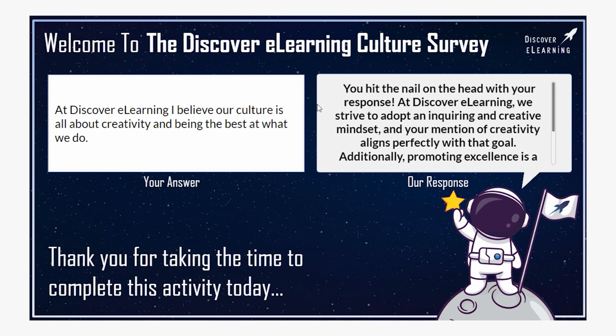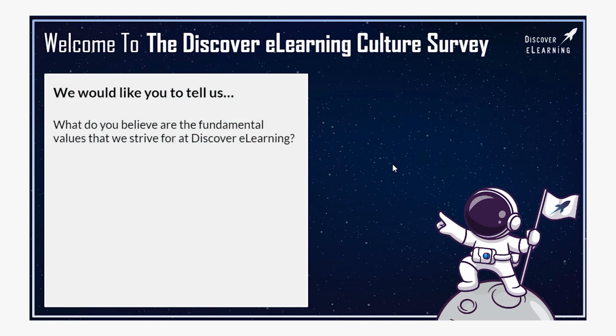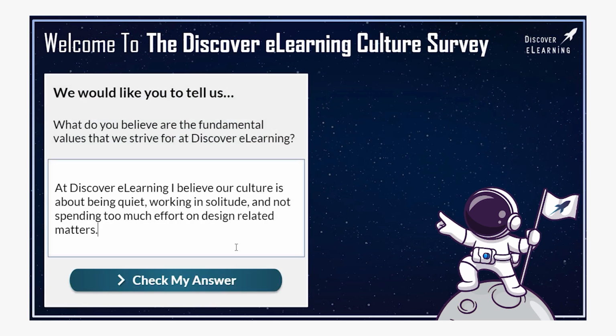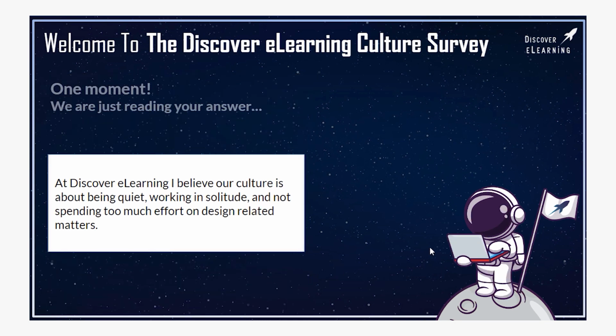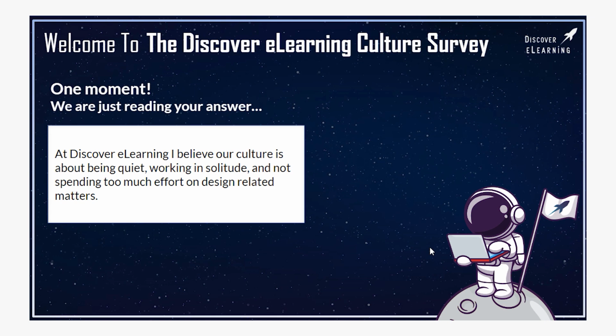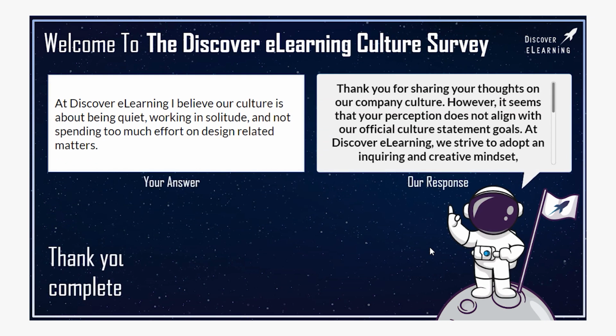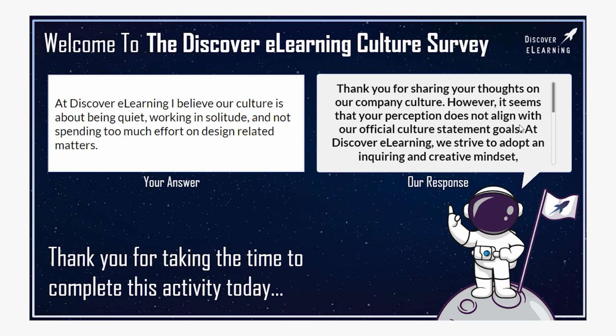Let's rerun the activity now, and this time I'm going to on purpose write something which if I saw a member of my staff saying, I wouldn't be too happy about. But let's see what ChatGPT has to say. And it looks like it has correctly identified that this submission is not to the standard that we would expect from any member of the Discover eLearning team. Let's see exactly what ChatGPT has to say to this staff member.